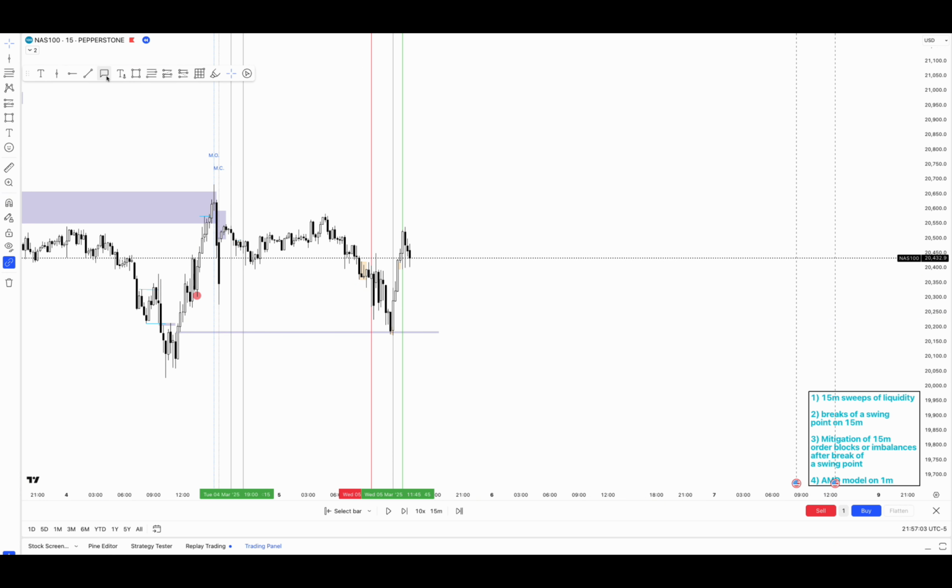And now I'm seeing this area of interest forming, sweeping this liquidity here, breaking this swing high, and then leaving this imbalance here.